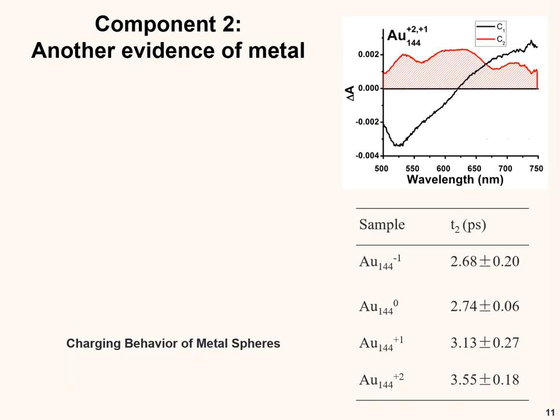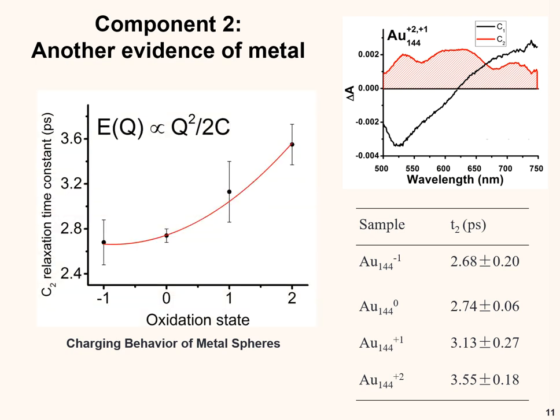But component two, I think, is more interesting, because we found another important process that gives further evidence of metal or free electron behavior. Component two is the broadband excited state absorption. We find its lifetime is quadratically dependent on the oxidation state. This is very interesting because another quadratic equation found in metal spheres is their charging behavior.